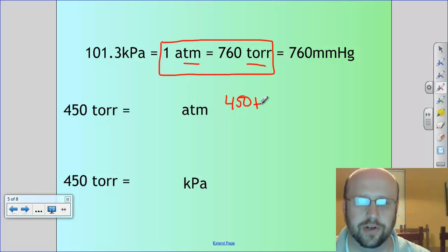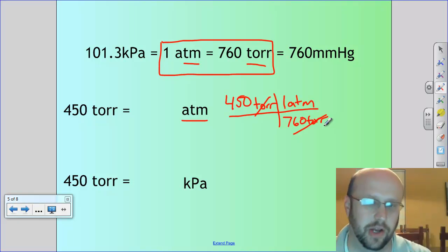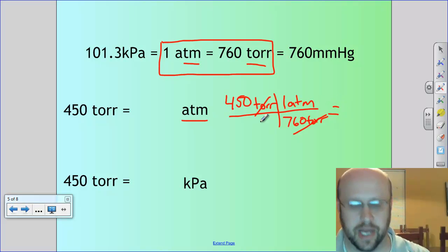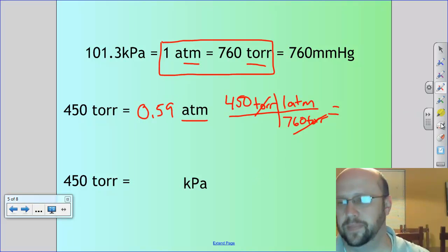I have 450 torr, and then I know that 760 torr. Why would I put that on the bottom? Because this way I get torr to cancel out, and on the top of that goes 1 atmosphere. Now, why did I pick 1 atmosphere? Because the problem asked me for atmospheres. That's my unknown. Your relationships are always between your given and your unknown. My given is torr, my unknown is atmospheres. So I punch that out, and I get as my answer 0.59 atmospheres. So pretty straightforward.